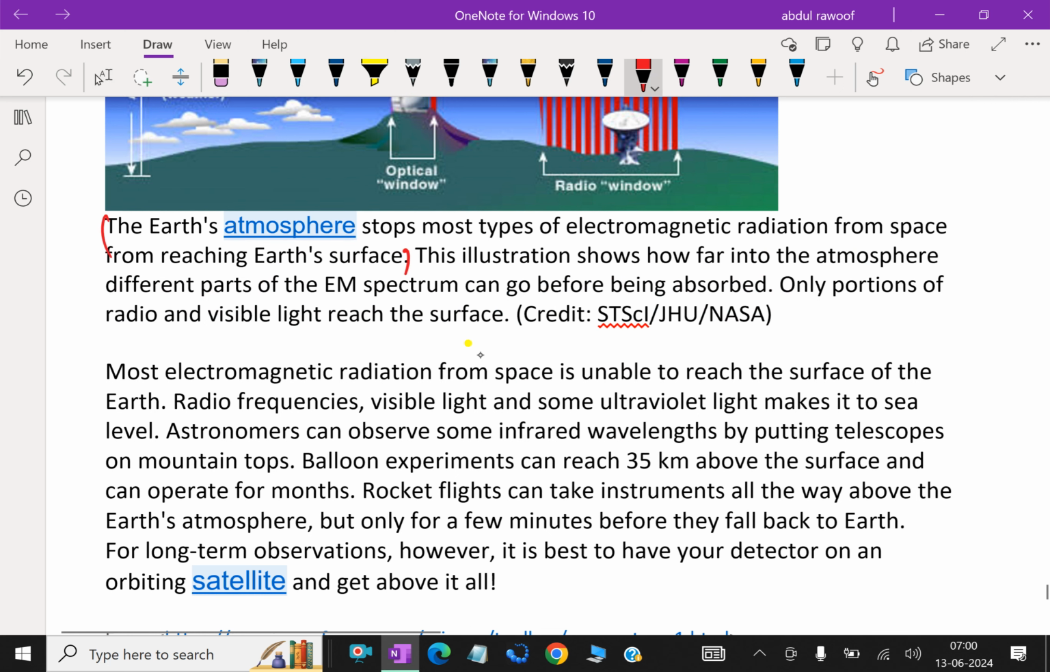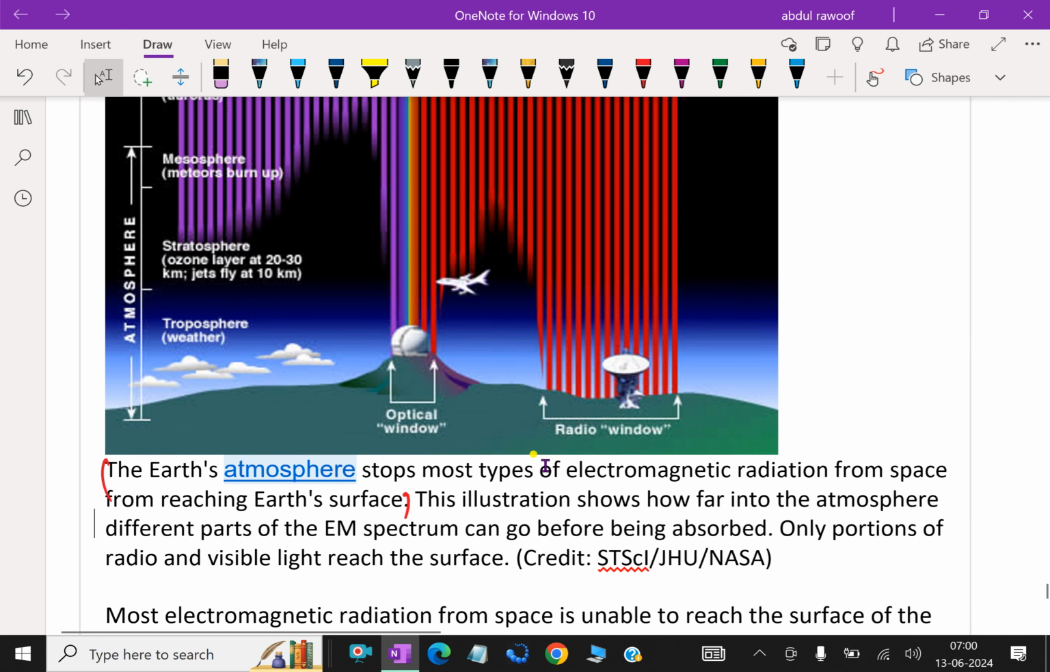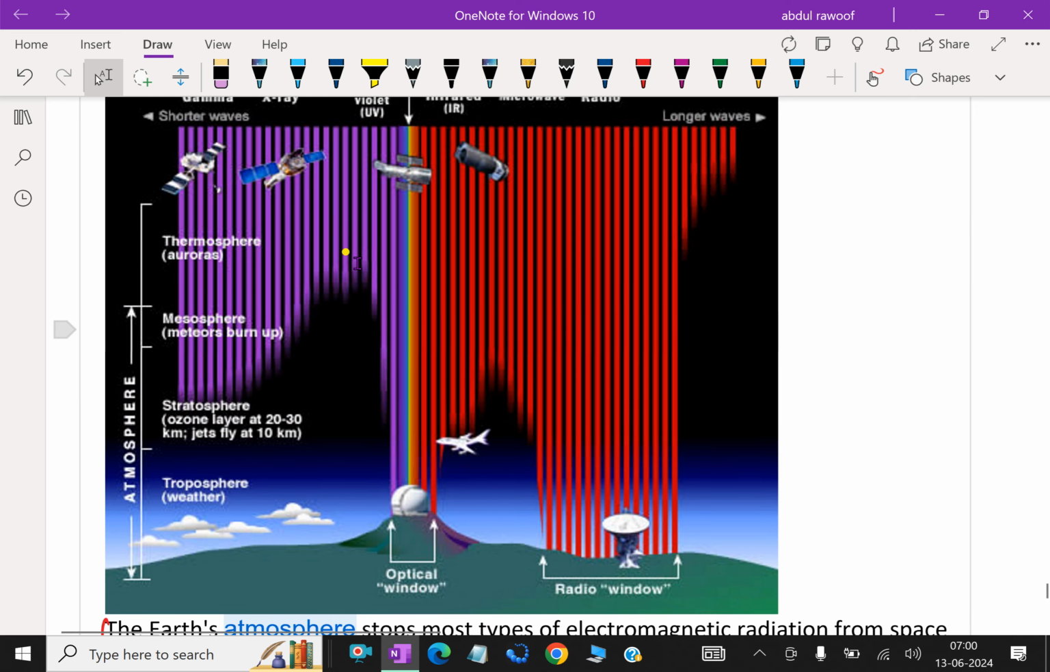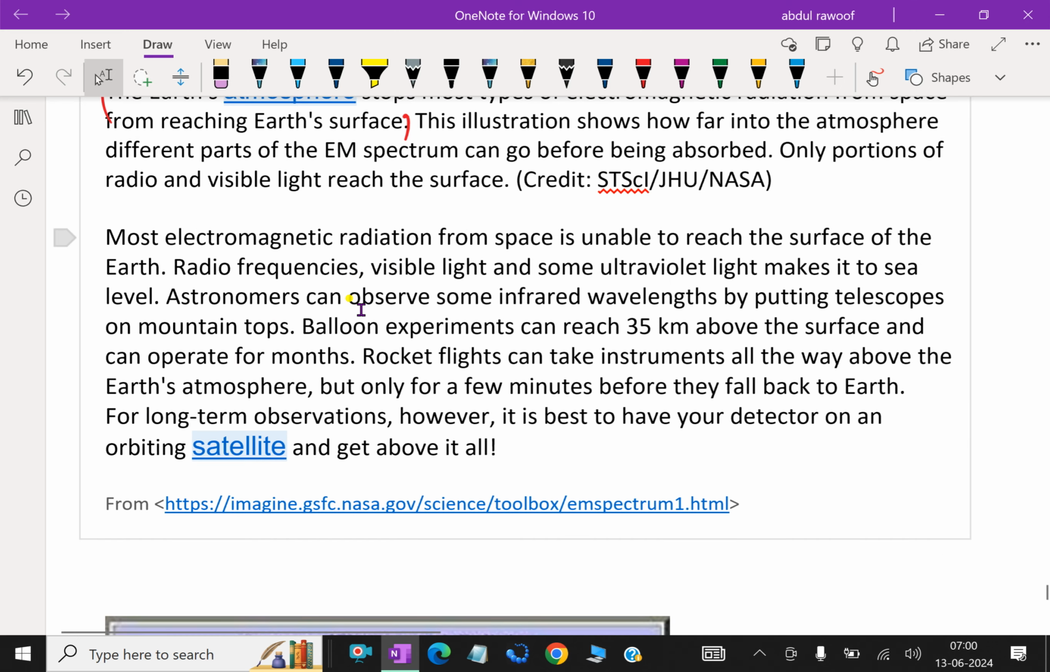So look at this illustration. This illustration shows how far into the atmosphere different parts of the EM spectrum can go before being absorbed. Only a portion of radio and visible light reach the surface. Most electromagnetic radiation from space is unable to reach the surface of the Earth because most of it is absorbed. Radio frequencies, visible light, and some ultraviolet make it to sea level.